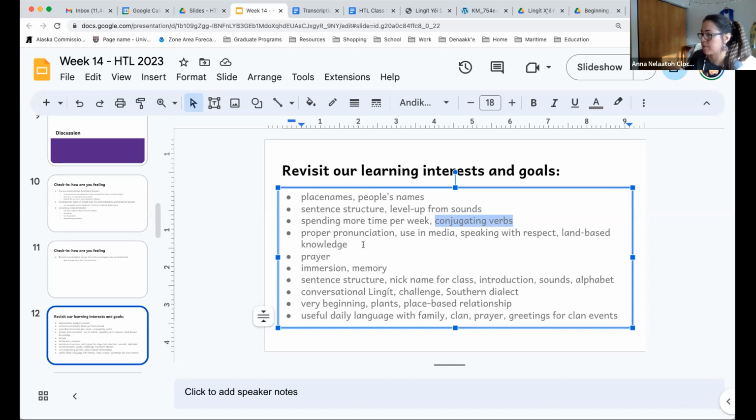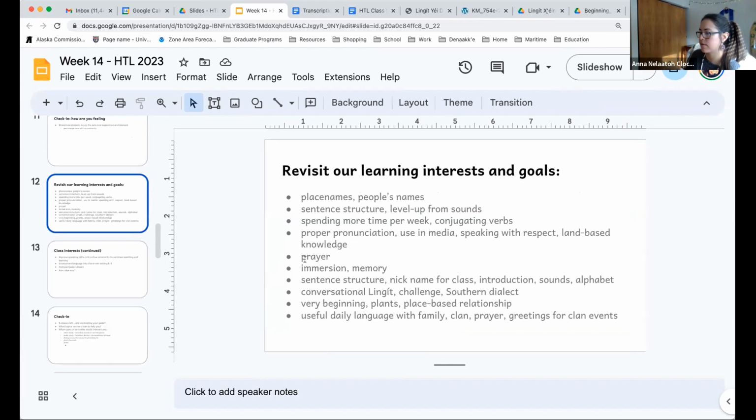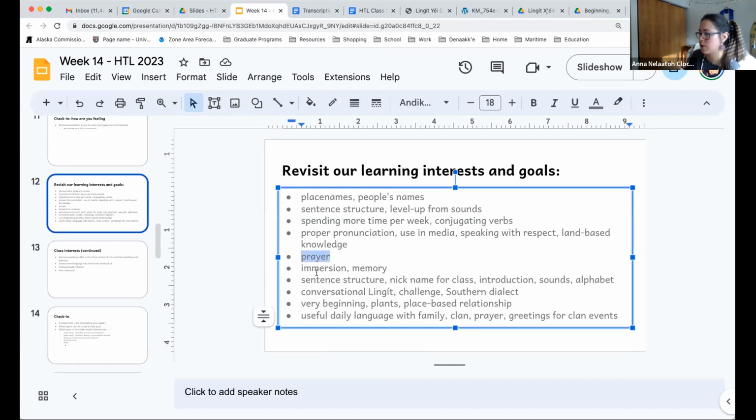Some more goals were proper pronunciation, use in media, speaking with respect, land-based knowledge. For use in media, I would say maybe we've covered doing a photo journal, how to caption your photos using different media, and making sure that if you're going to share it publicly as the language, you need it reviewed by an advanced speaker and preferably an elder. Prayer, we've done prayer. Immersion and memory, this would be a good one for us to work on. Sentence structure, nicknames for class, sounds.